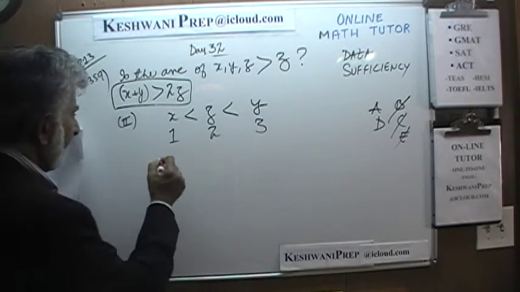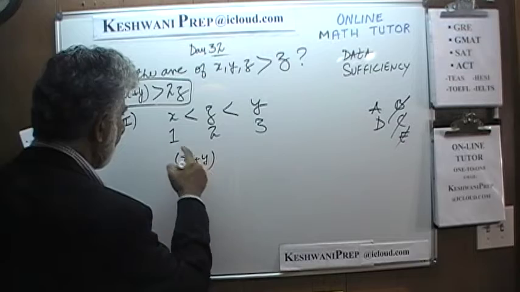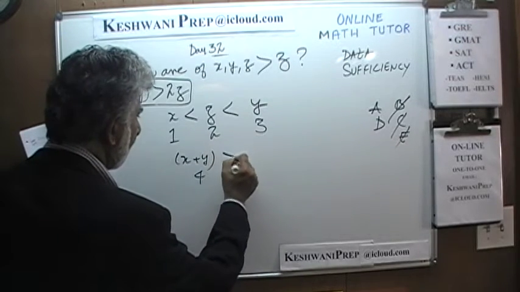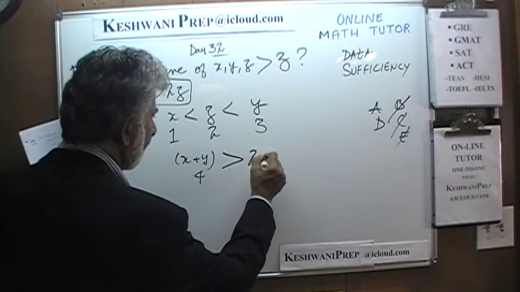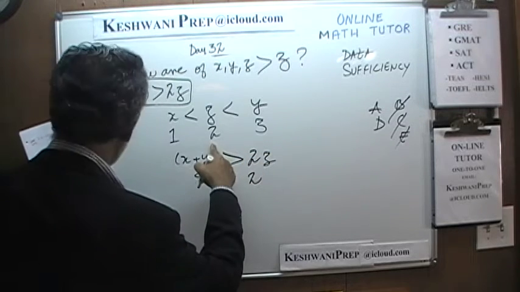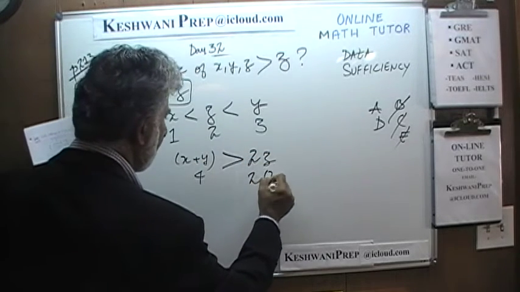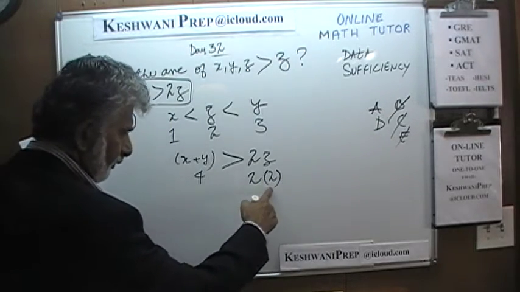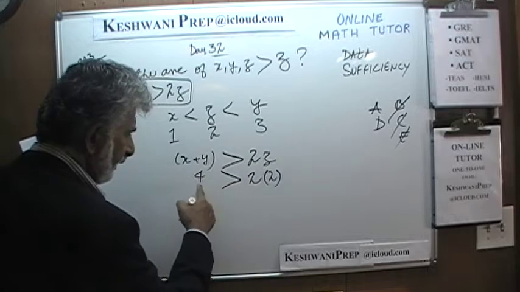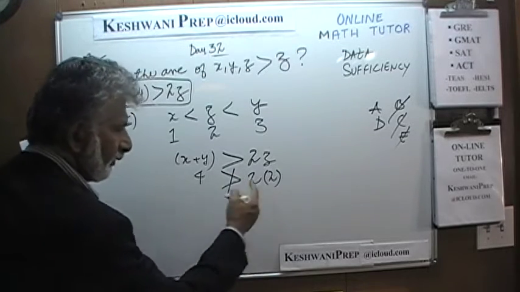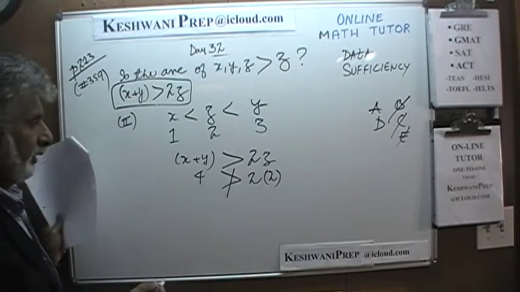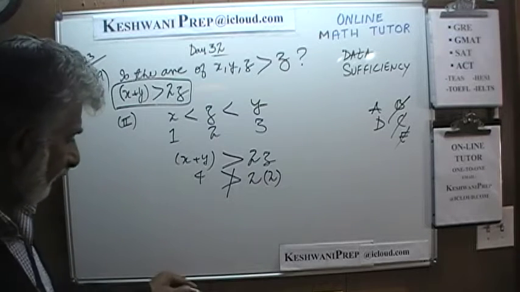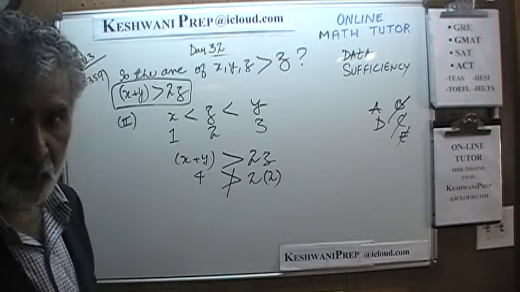Now in this case, x plus y is 4. And the question is, is this quantity greater than 2 times z? 2 times z is 4. 2 times 2 is 4, as you can clearly see that 4 is not greater than 4. But that is not the only scenario, that is not the only possibility. There are infinite possibilities of numbers that we can work with.